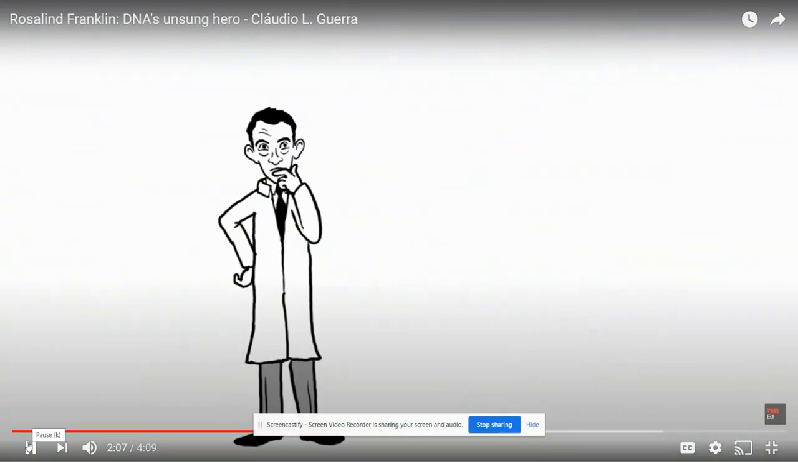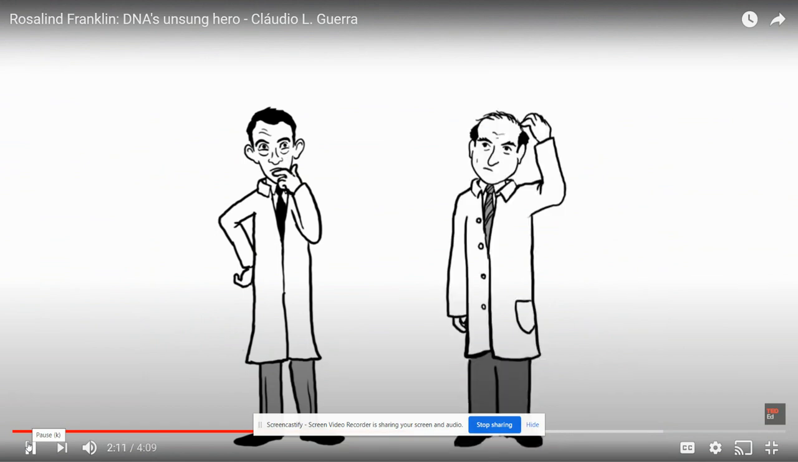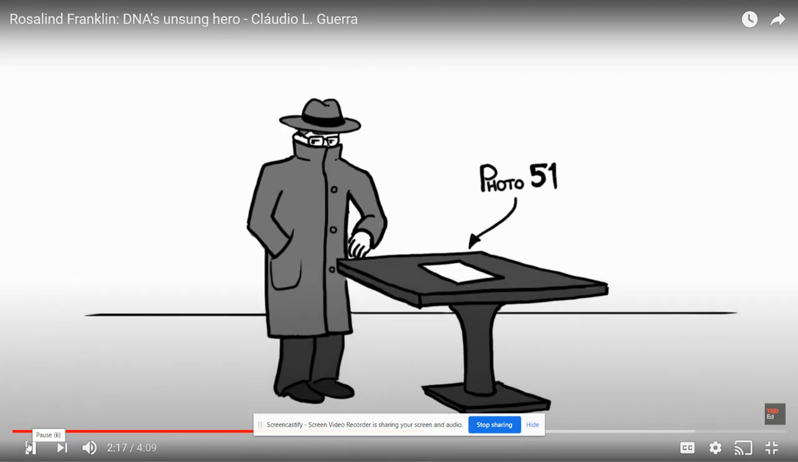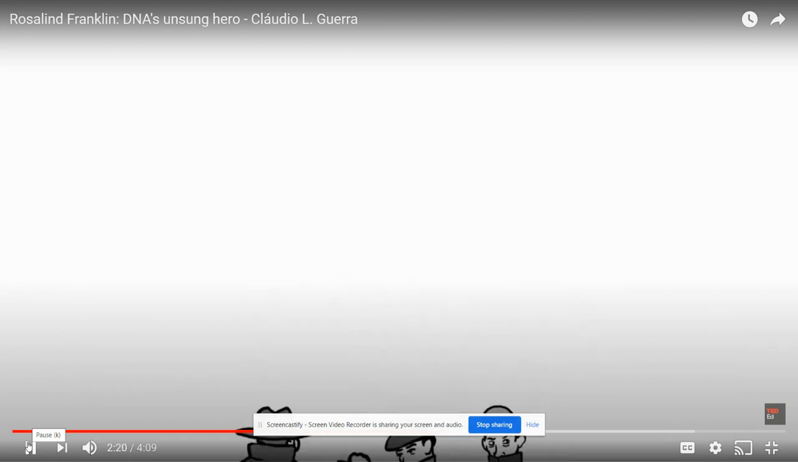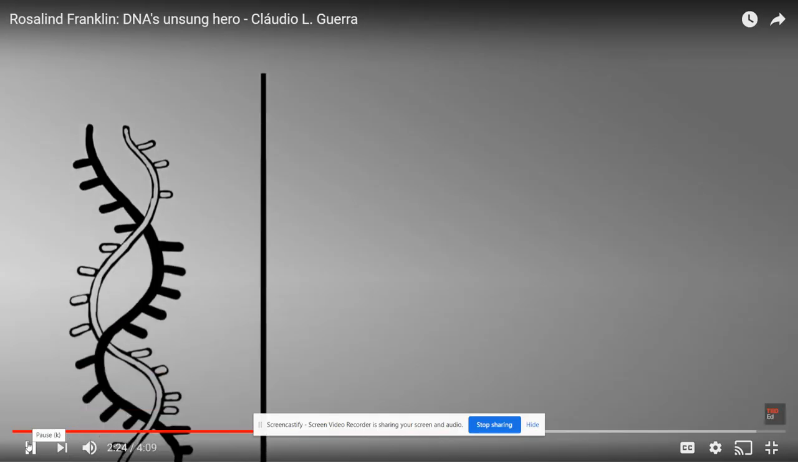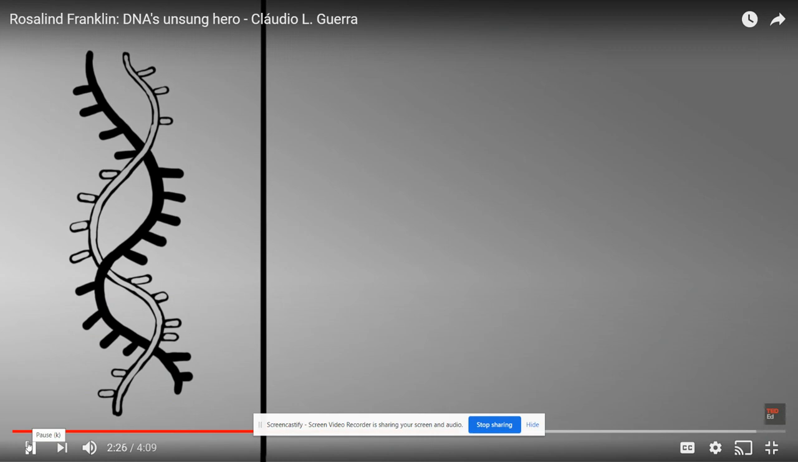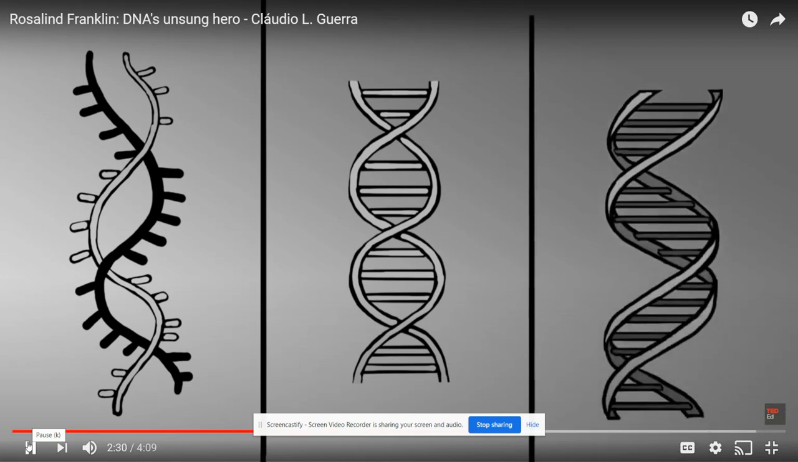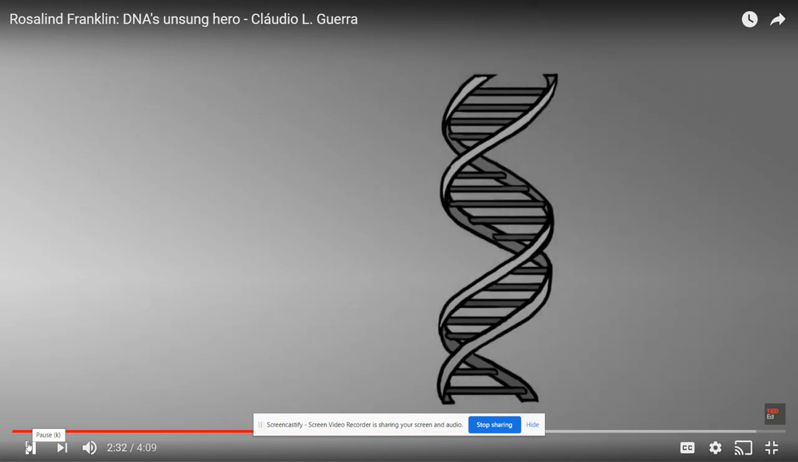Meanwhile, the American biologist James Watson and the British physicist Francis Crick were also working on finding DNA's structure. Without Franklin's knowledge, Wilkins took Photo 51 and showed it to Watson and Crick. Instead of calculating the exact position of every atom, they did a quick analysis of Franklin's data and used that to build a few potential structures. Eventually, they arrived at the right one.